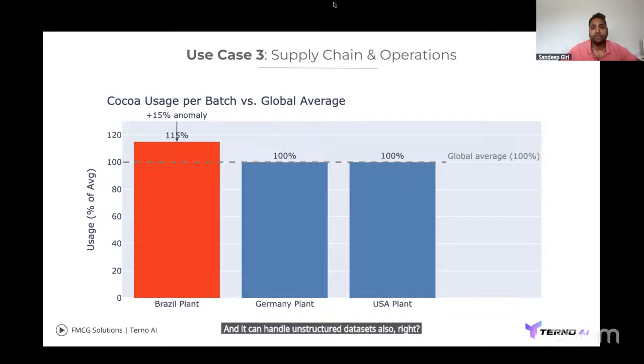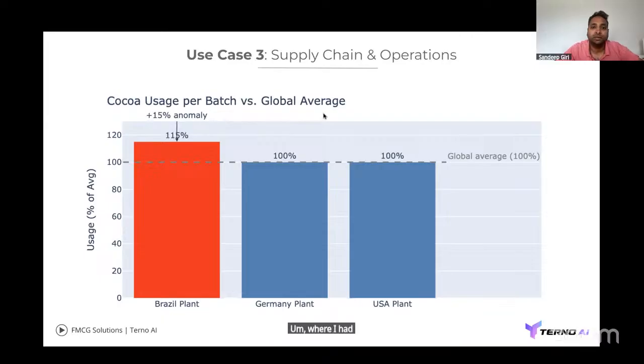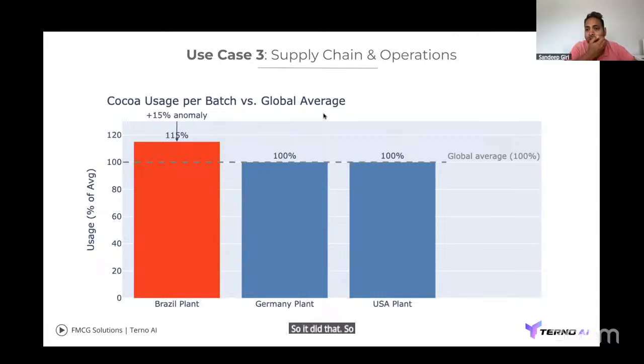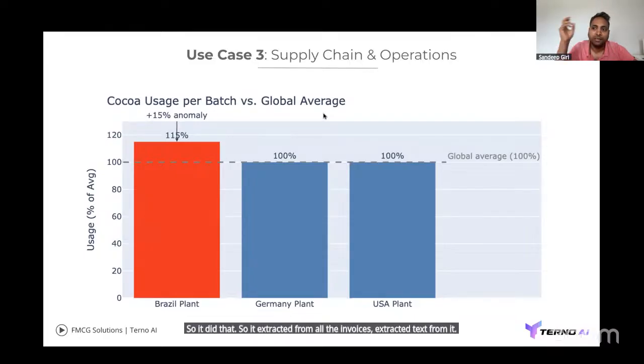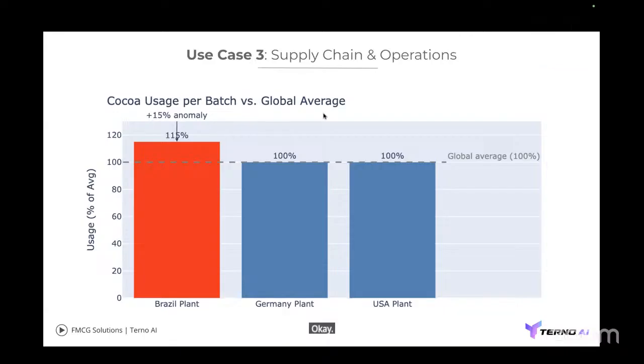For example, one use case that I posted recently was where I had hundreds of invoices, and I wanted to collect them together and combine them with my existing data source. So it extracted text and numbers from all the invoices, then correlated that with my database, and then gave me the results. Okay, sounds good. Thank you, Sandeep. That answers my question.